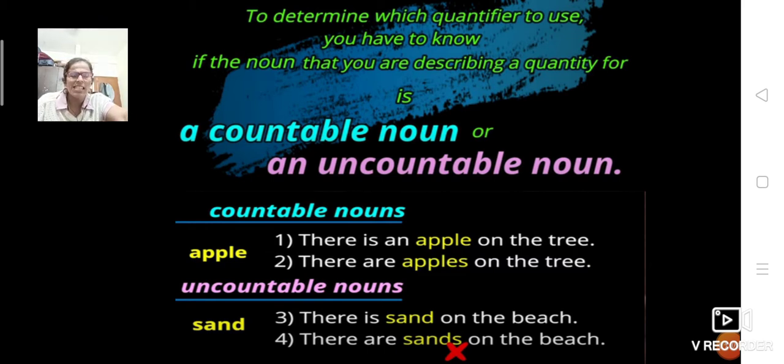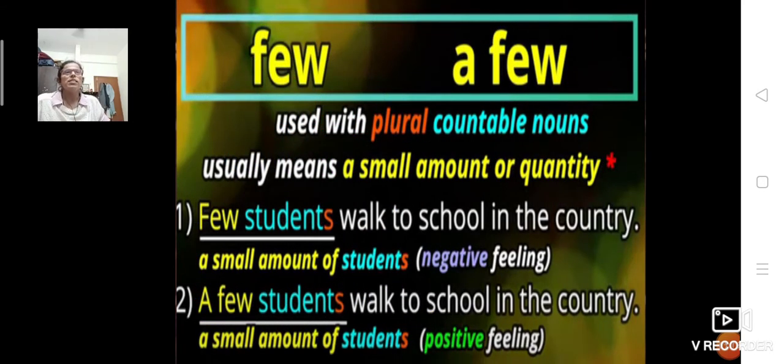So I hope now it is clear for you what countable nouns and uncountable nouns are. So shall we move on, children? Yeah. So first we will learn how few and a few are used. Okay. So children, few, a few.